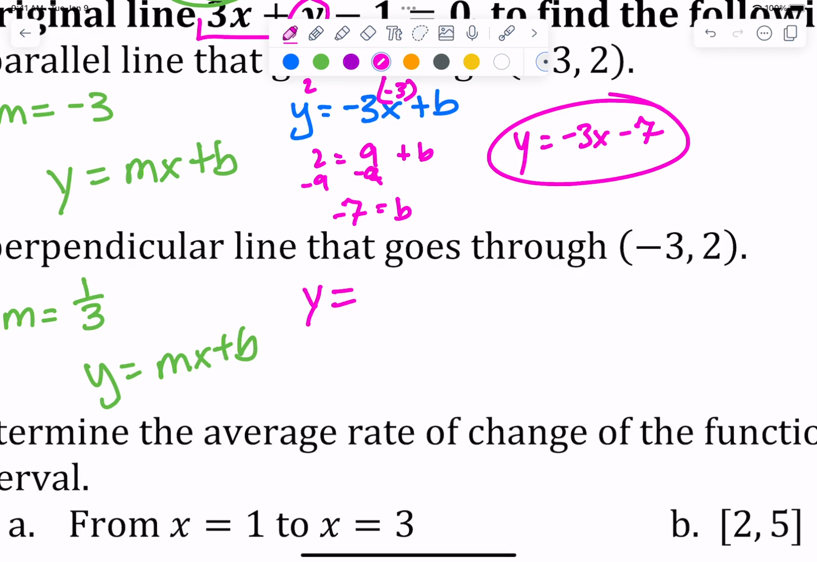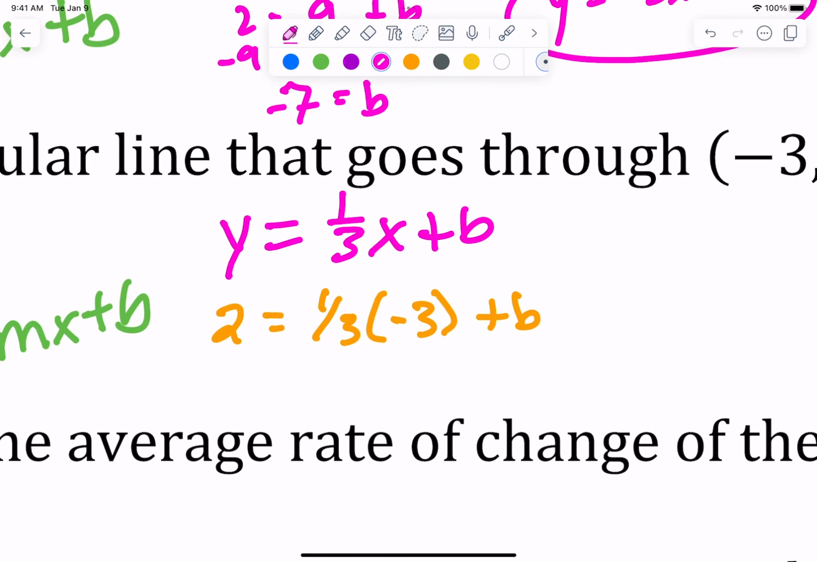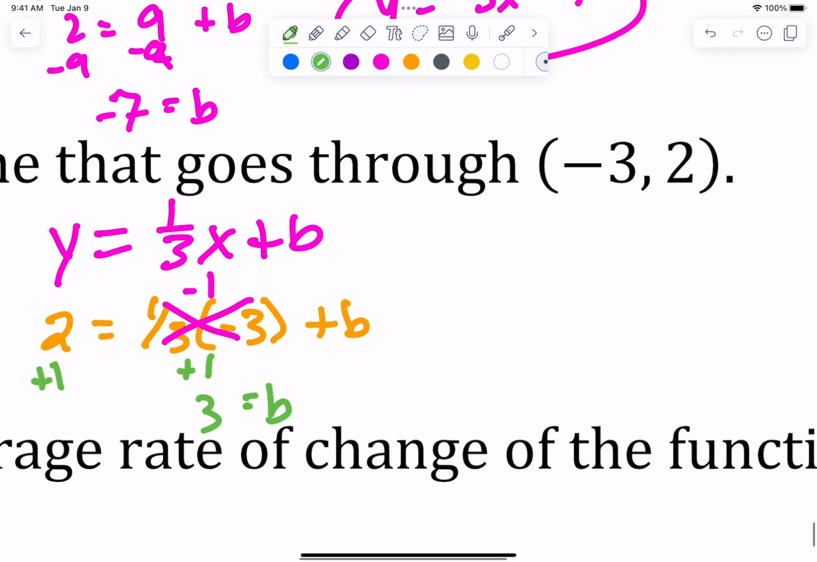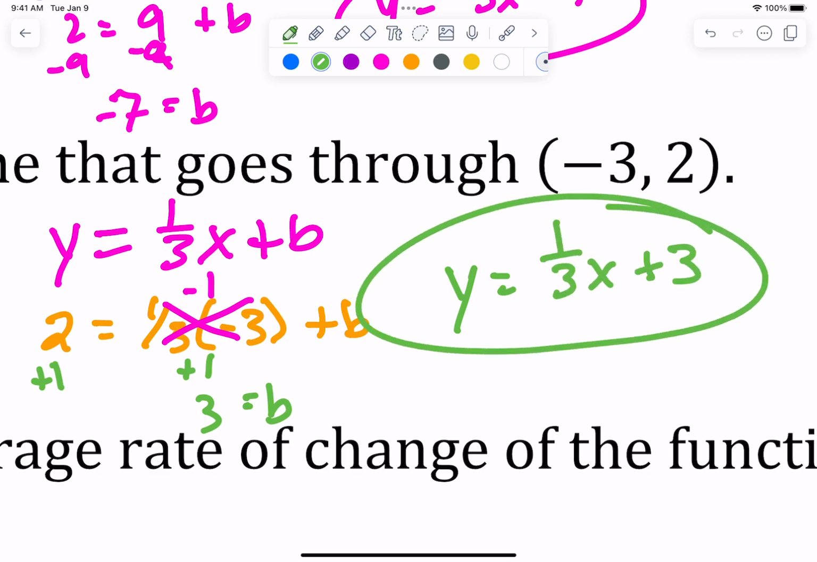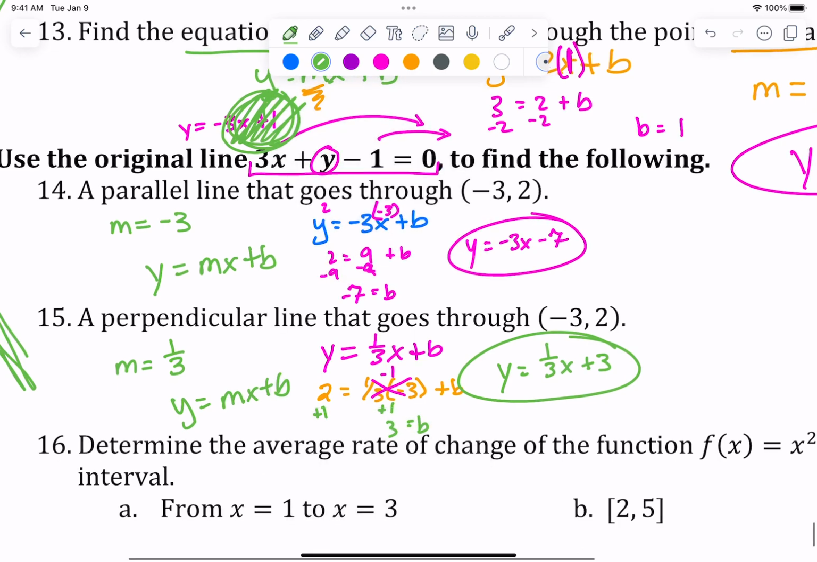Alright, y equals 1/3 x plus b, and I want to plug in those numbers. 2 equals 1/3 times negative 3, that's nice. I gave you some nice numbers. What's 1/3 of negative 3? Negative 1. So then we add 1 to both sides. So b is 3, and final answer? y equals 1/3 x plus 3. How about that? Great ending spot. That's a good stopping point.